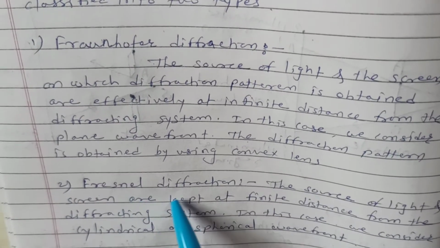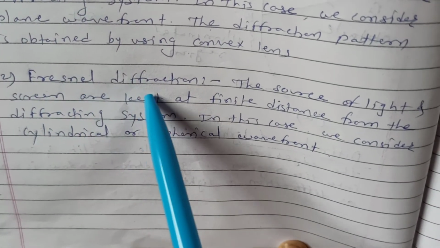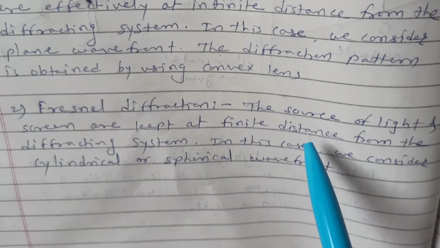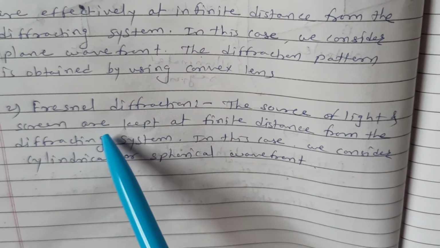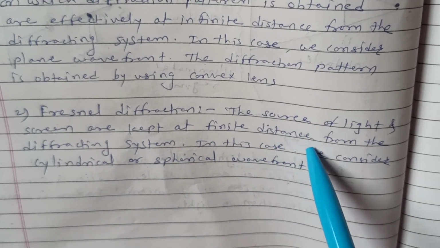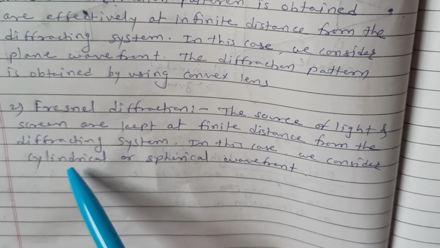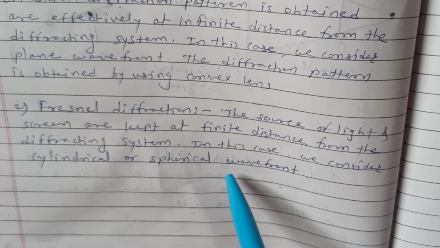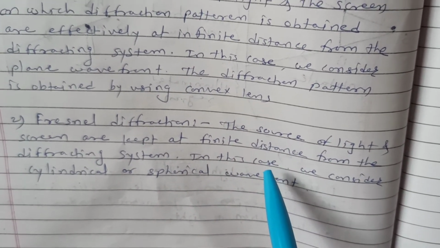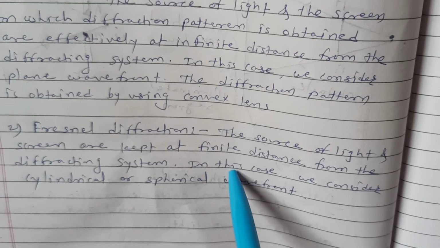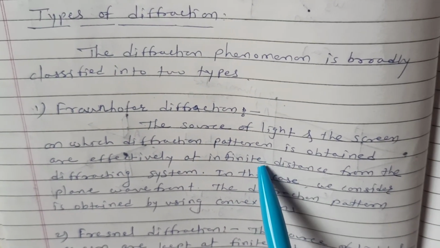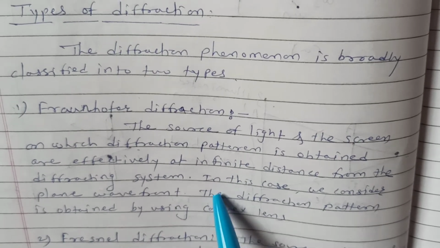For Fresnel diffraction, the second one, the source of light and the screen are kept at finite distance from the diffracting system. In this case, we consider cylindrical or spherical wavefronts. So for a short distance, Fresnel diffraction is used. For a long distance, Fraunhofer diffraction is used.